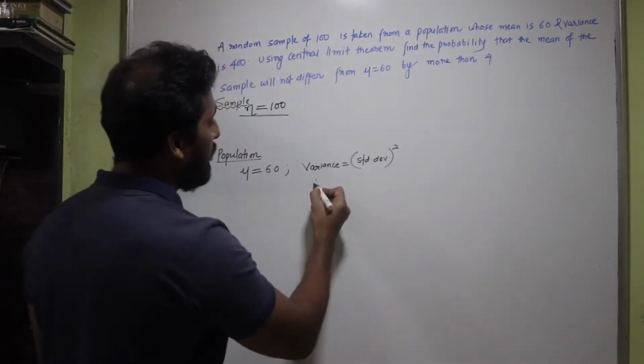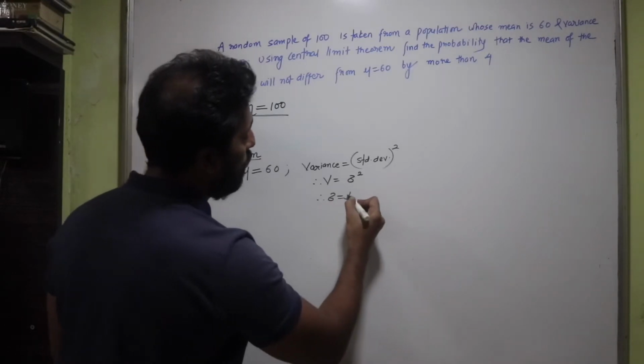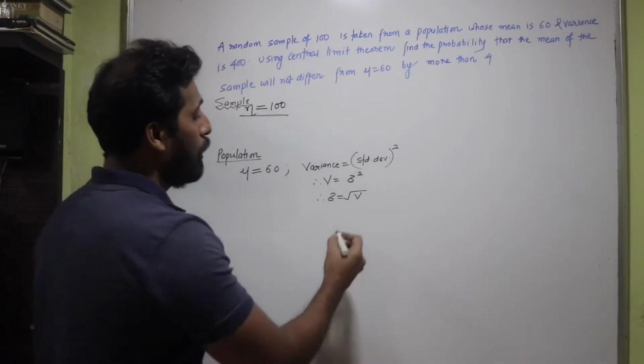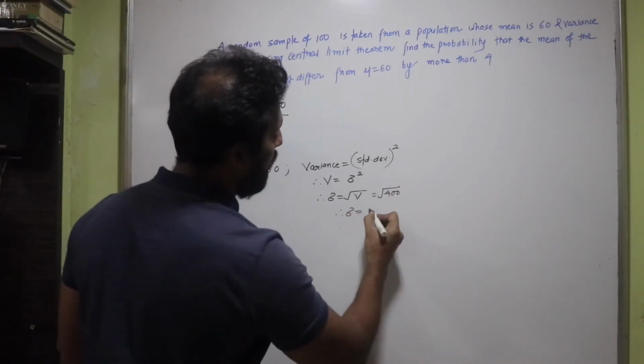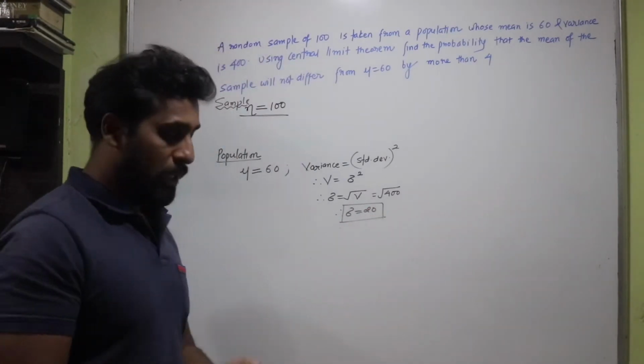So therefore I can say variance V is equal to sigma square. So sigma comes out to be root of V. He's telling that the variance is 400, so I can write here root of 400. So sigma comes out to be 20, isn't it? So the value of sigma is 20 given to us.